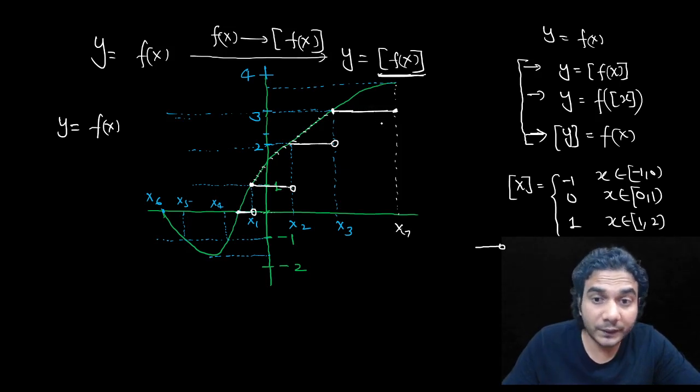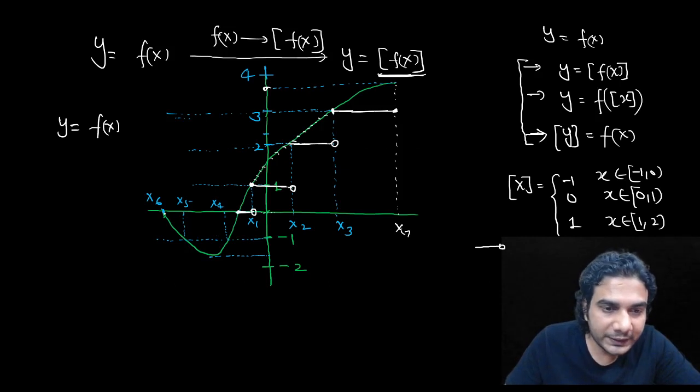At x7 it is not 4, it is less than 4 only, right? You can see this value is here. So its greatest integer will remain 4 only. I think you have got it. Now see the negative portion. Let's take the greatest integer of the negative portion.